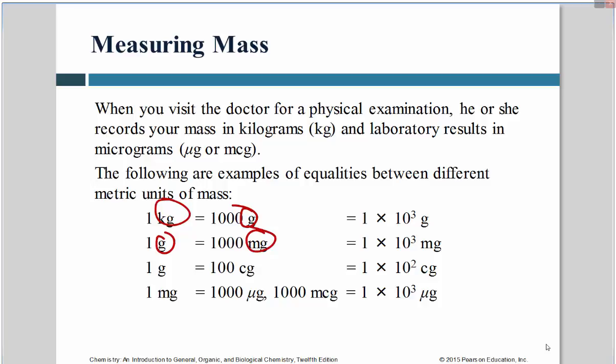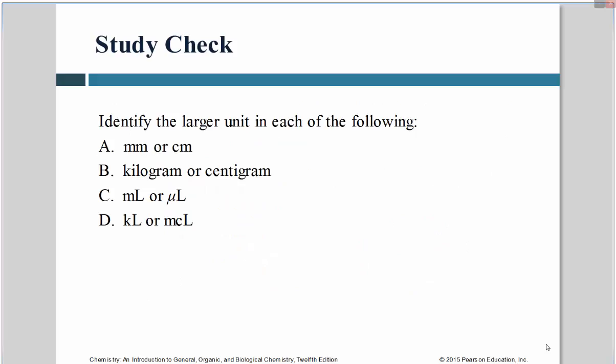All right, so quick check. Which is larger, millimeters or centimeters? Centimeters are bigger. Kilometers or kilograms or centigrams? Kilograms are bigger. Milliliters or microliters? Milliliters are bigger. Kiloliters or microliters? Kiloliters are bigger. And that's an overview of the prefixes.